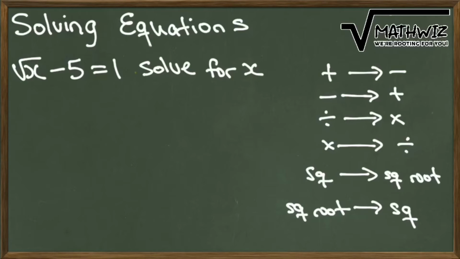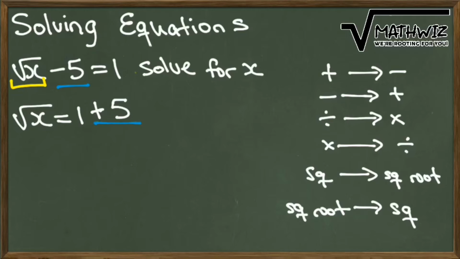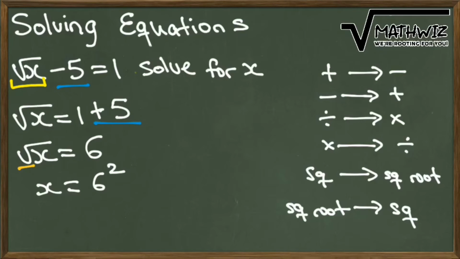So again, we want to locate the x. The minus 5, when we take it to the other side, is going to become plus 5. And so we have the square root of x is equal to 1 plus 5, which is 6. And then the square root, to remove it, you are going to square the opposite side. And 6 squared is 6 times 6, which is 36. So that's our first example.